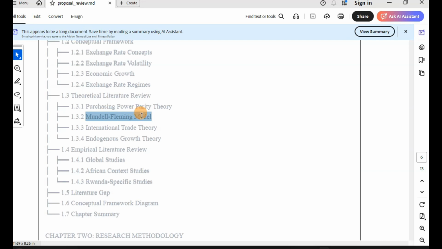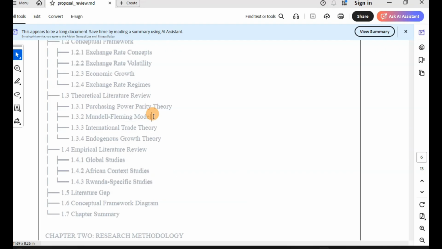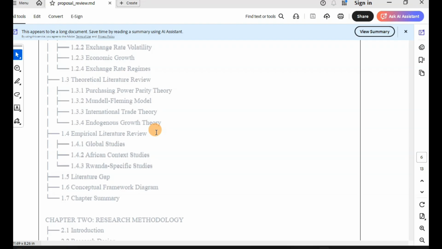Yeah, you can see we require him to add also the IS-LM. Do you remember the IS-LM? IS stands for investment saving, LM for liquidity management, and then the combination of both, the goods market and money market. That's good.